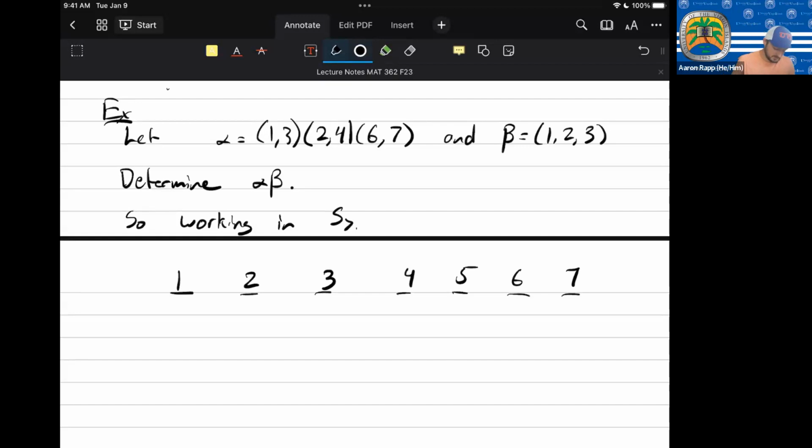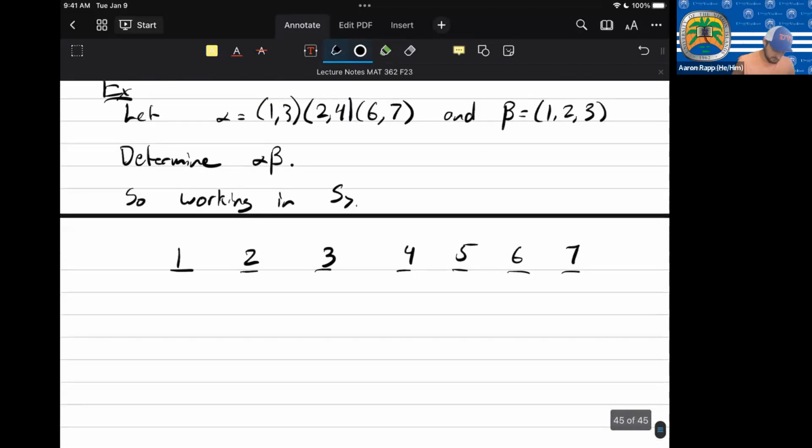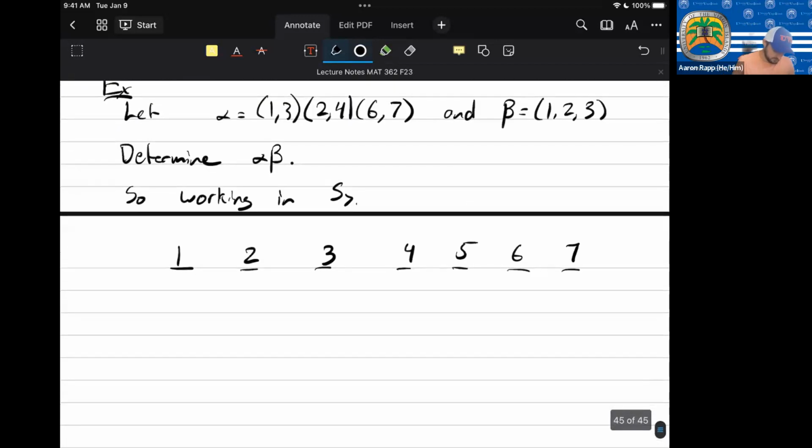And then when I consider alpha beta, probably better to write it out here. The first cycle that all these inputs are going to pass through is beta, because I got to read it right to left. So it's going to be passed through the cycle 1, 2, 3. And that's going to generate some outputs from each of those inputs. What would the next little mini cycle be that any of these inputs would get passed through when I'm considering the composition alpha beta?